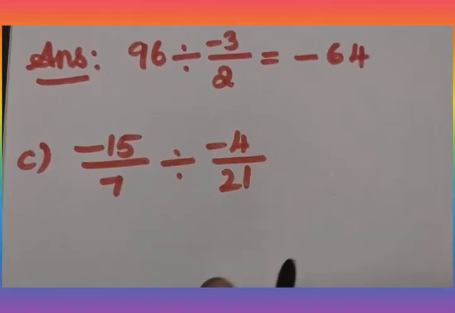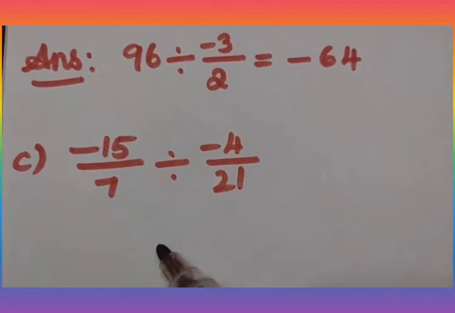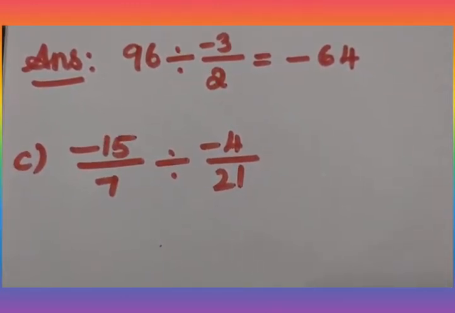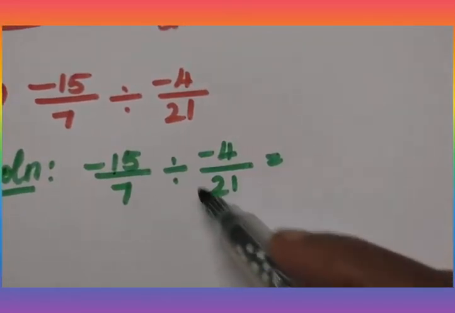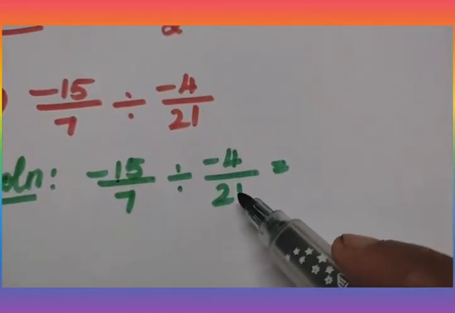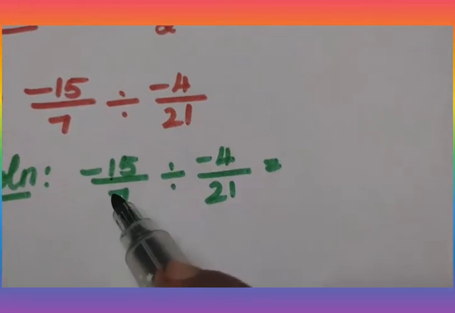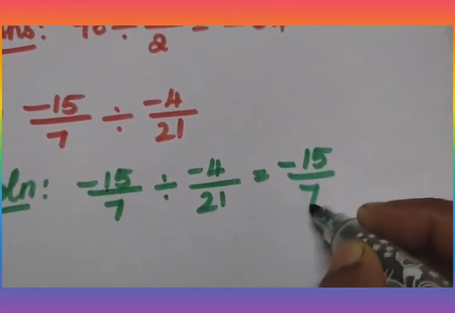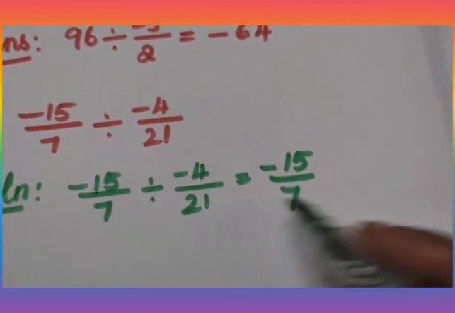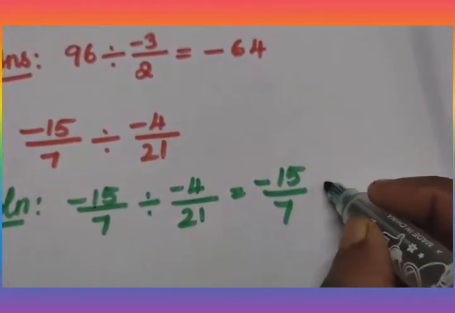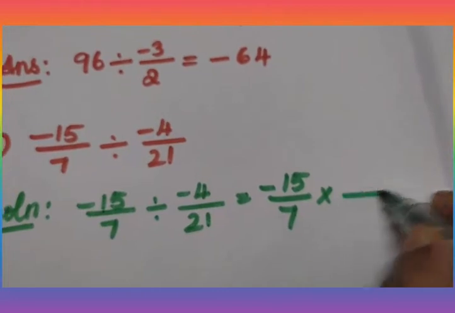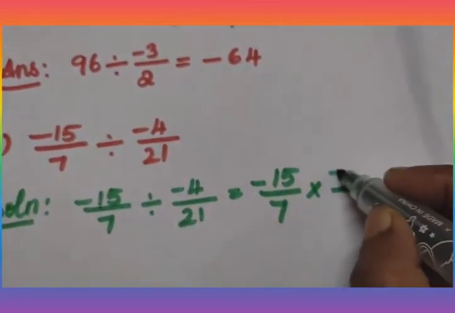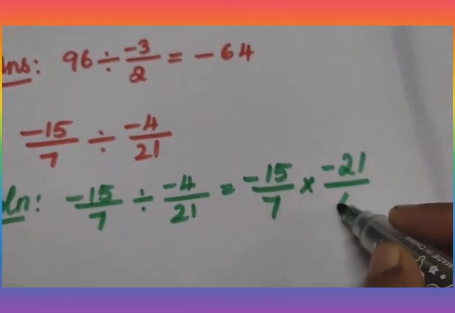Look at the next example children. Minus 15 by 7 divided by minus 4 by 21. Okay, so take the reciprocal of this divisor, then multiply with the dividend. Okay, so we write the dividend first as it is, minus 15 by 7. Then here division becomes the multiplication symbol. Then take the reciprocal of minus 4 by 21. Okay, so minus 21 by 4.